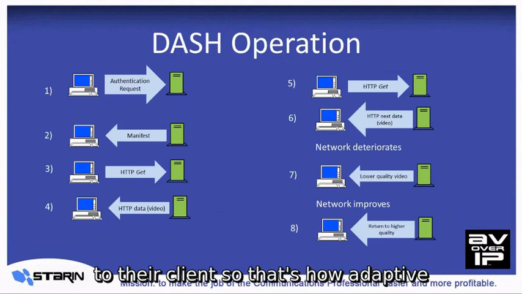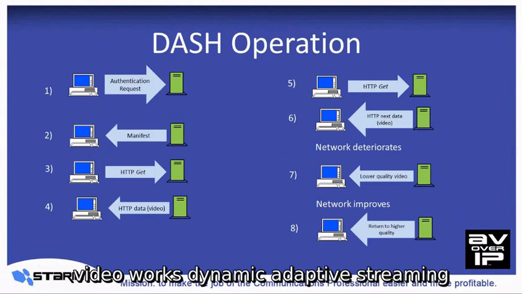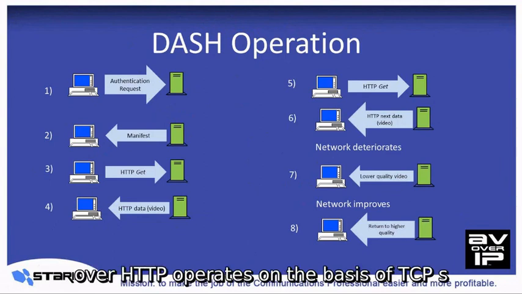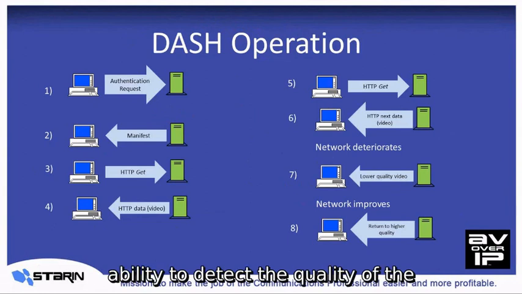So that's how adaptive video works. Dynamic adaptive streaming over HTTP operates on the basis of TCP's ability to detect the quality of the network.